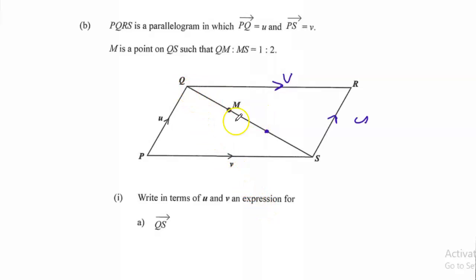So QS would be equal to, using the triangular vector, QS, Q to P, then P to S. Now Q to P, notice the direction is different. So it's minus U, direction change, so the sign of the vector changes. And the PS, same as what we have here, V. So minus U plus V would be your solution there.